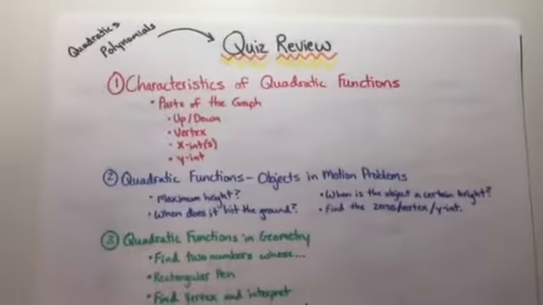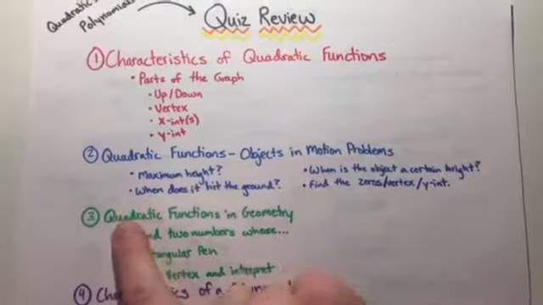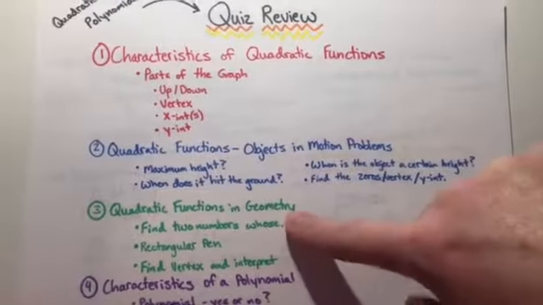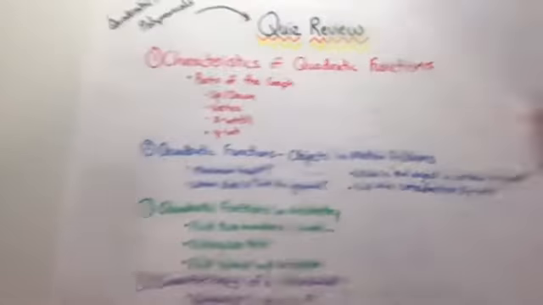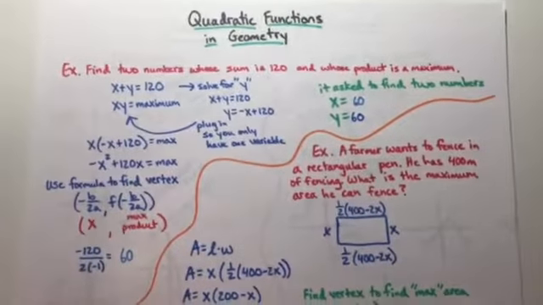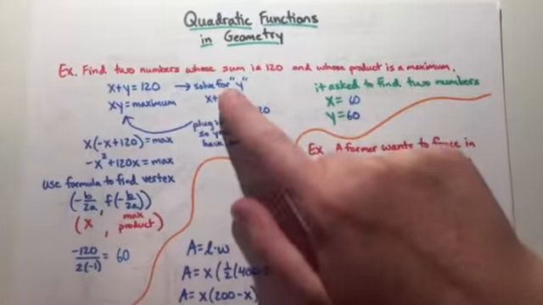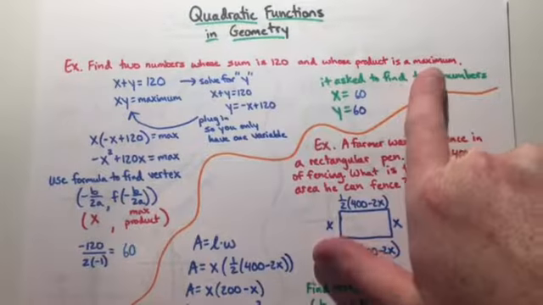Okay, this is the third part of our quiz review. So now we're down to quadratic functions used in geometry problems. So let's take a look at two examples. In my first example, I wrote out: find two numbers whose sum is 120 and whose product is a maximum.